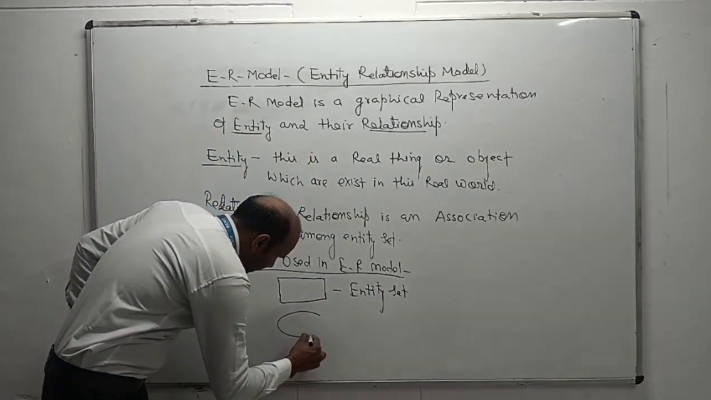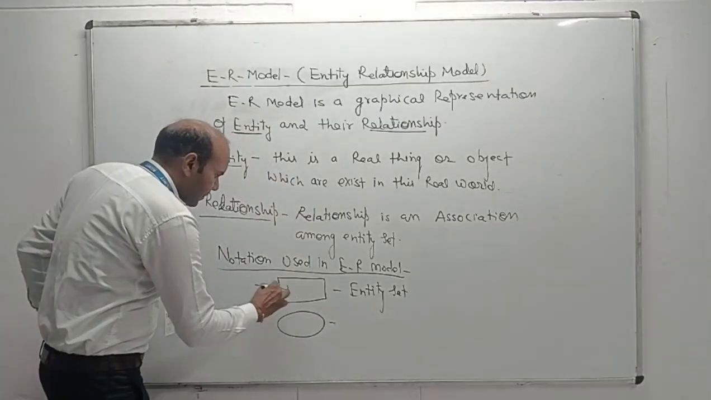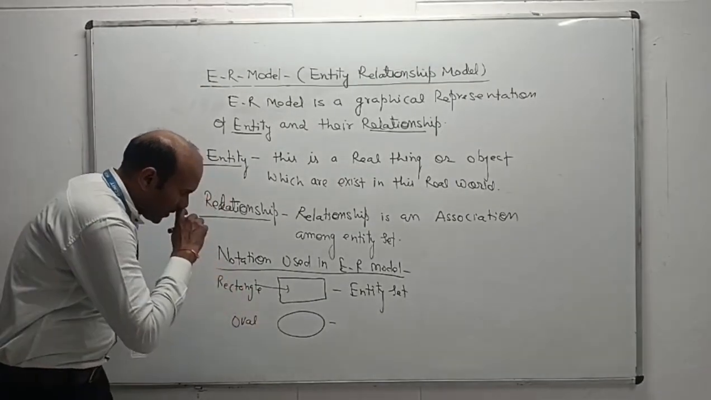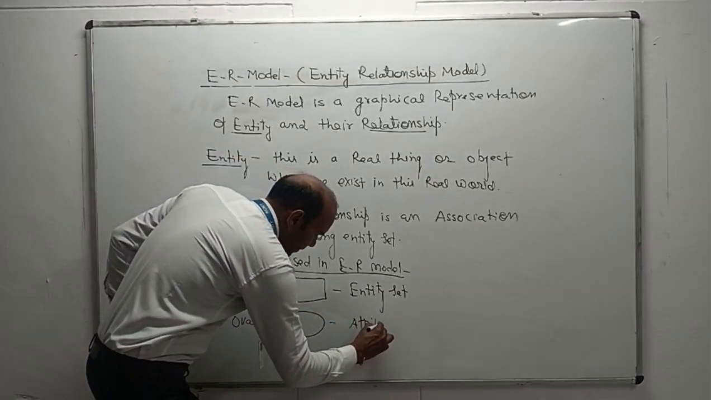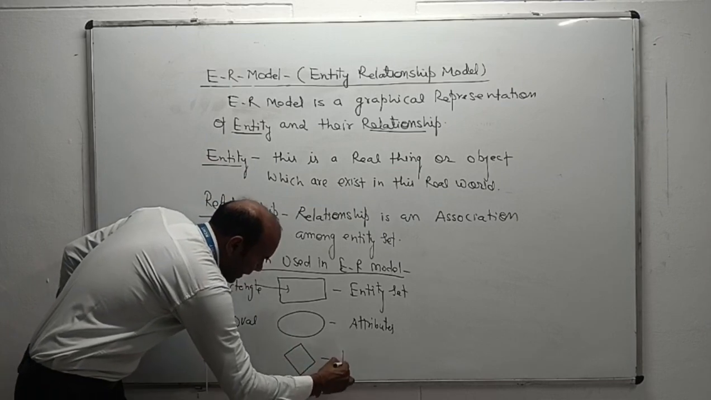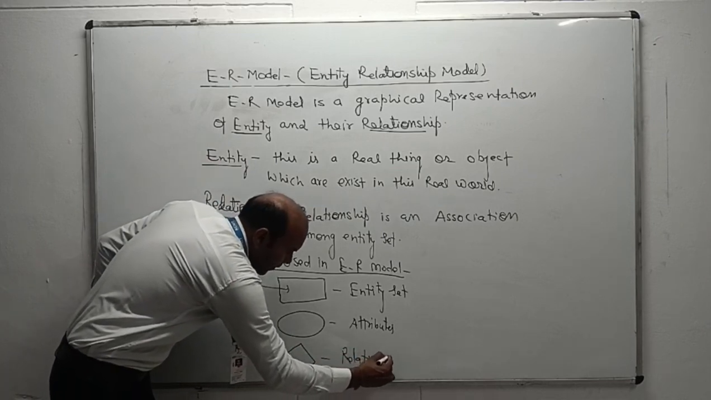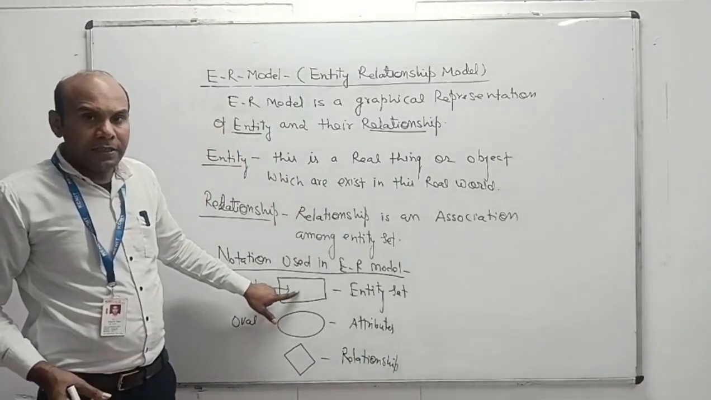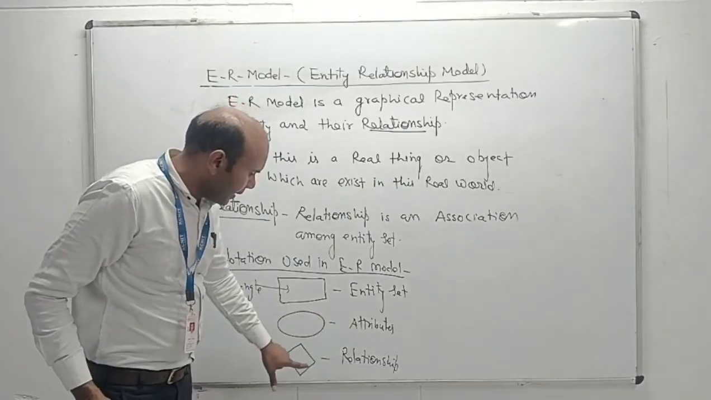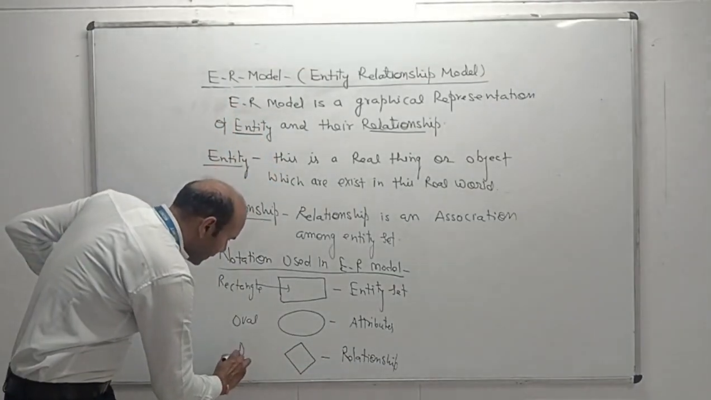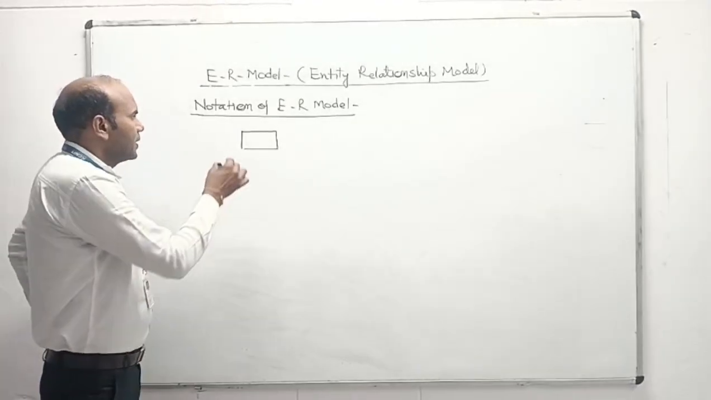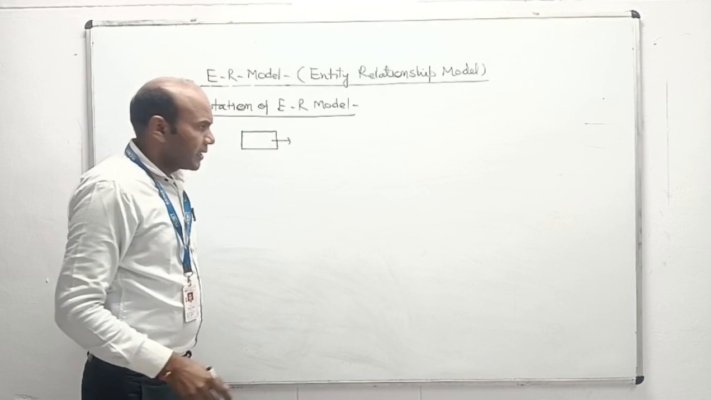This is the oval. This is the rectangle. This oval shows the attributes, and this is the diamond symbol. Diamond is used for the relationship. So this rectangle is used for representing the entity set. This oval is used to represent the attributes, and this diamond symbol is used for the relationship.